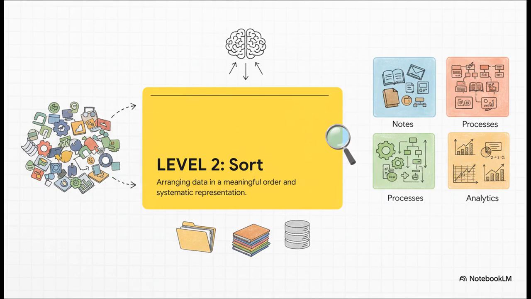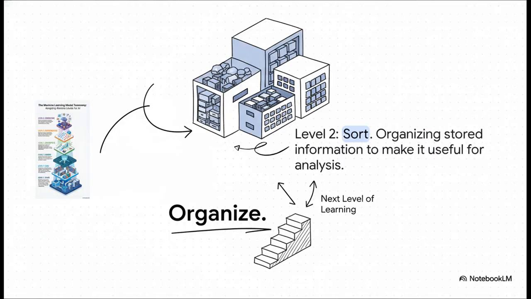So that brings us up to level 2, sort. This is where the AI takes all that raw information and starts putting it in order, arranging it so it actually makes some sense. Kind of like taking all your messy notes and finally organizing them into folders by subject. And this step, this sorting and organizing, this is what turns that pile of data into something you can actually work with. It's the key that unlocks the next level. Because think about it, you can't find anything if you haven't organized it first.